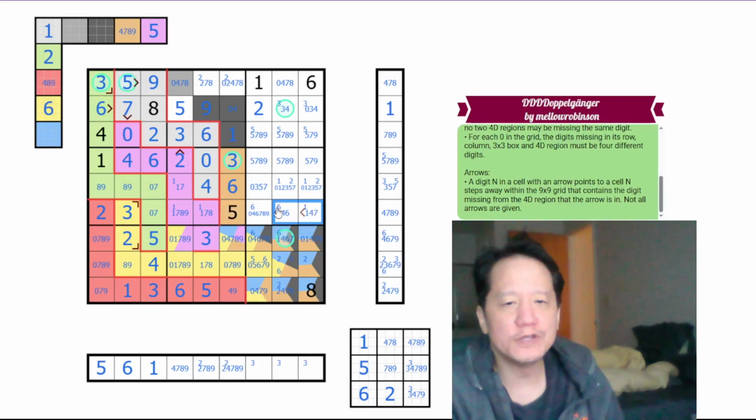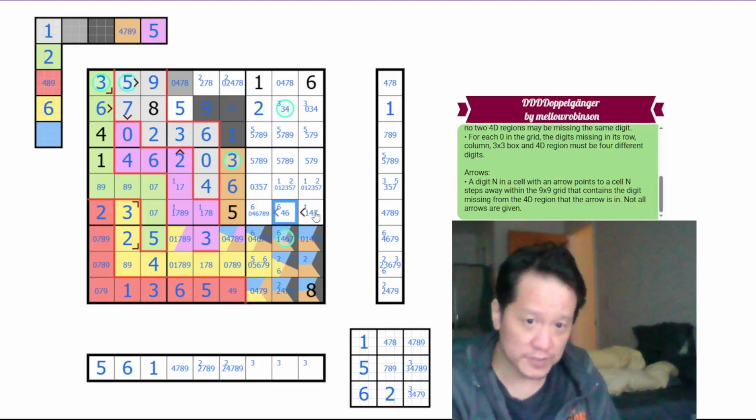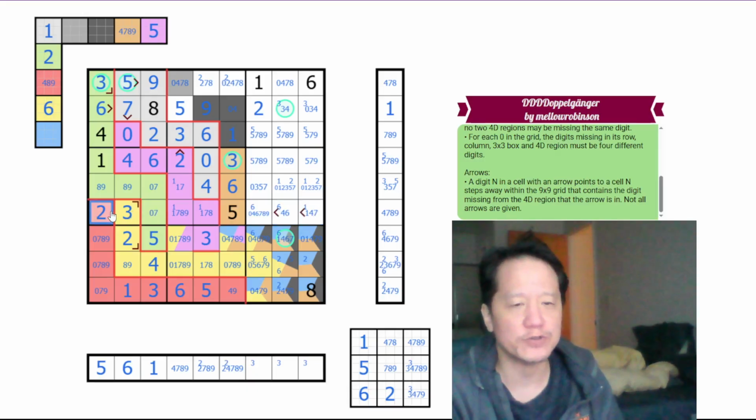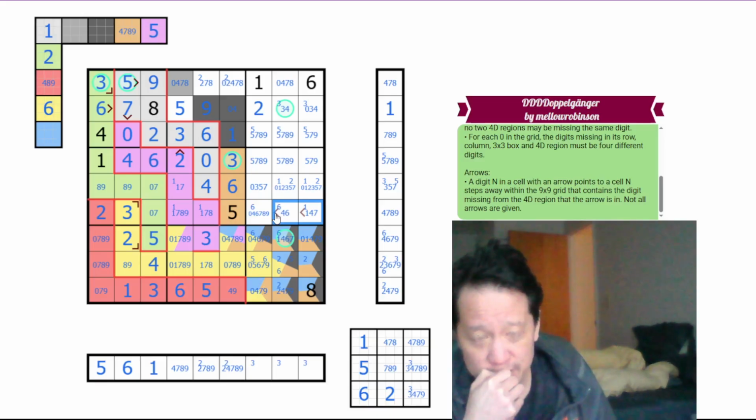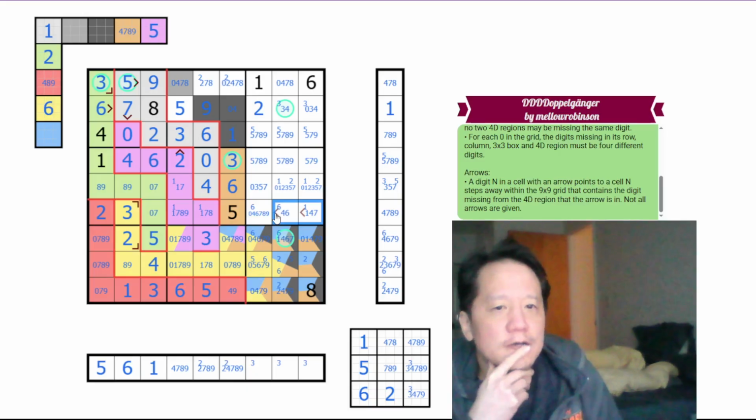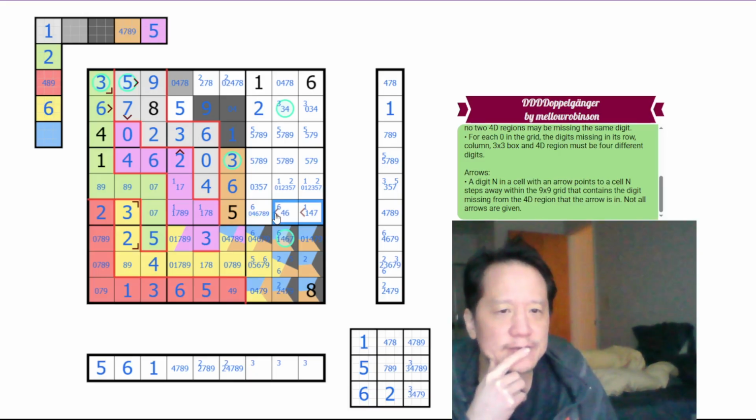The only way these are the same regions is if this is 6 and that's 7, and they're both missing a 3. Otherwise, they have to be different regions. Does that help us any? I don't really know. Yeah, the problem is I'm not really sure how to attack this.